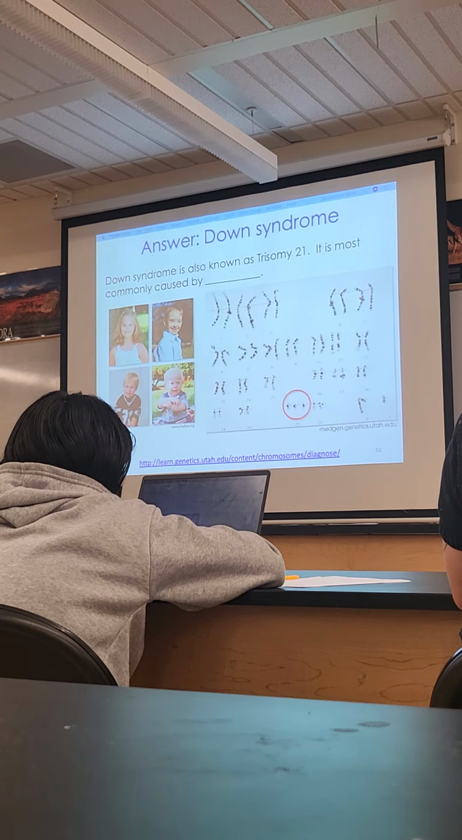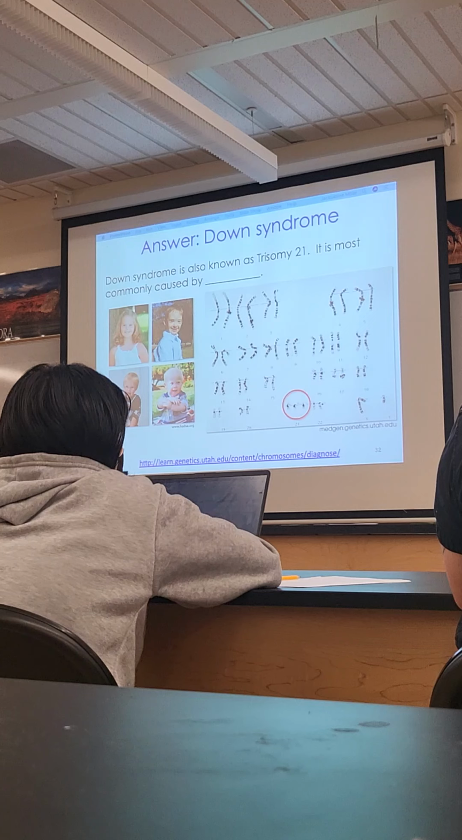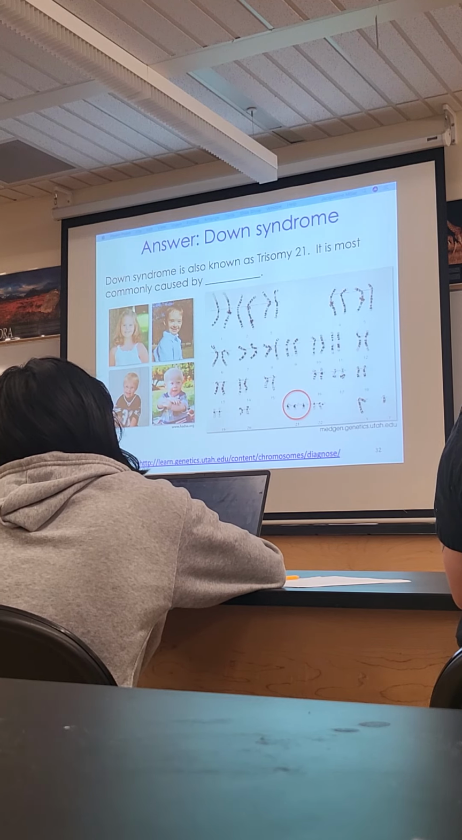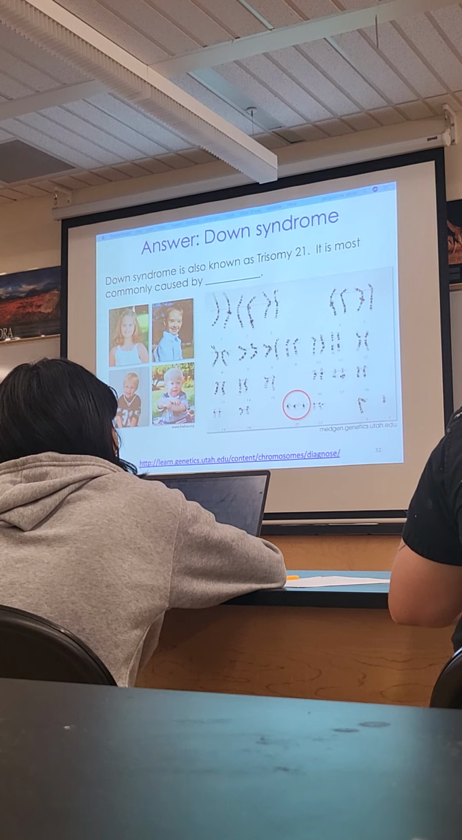So Down syndrome is most commonly caused by chromosomal non-disjunction. Usually it's coming from the side of the mother, because as we said, usually the age of the mother can increase the likelihood of having these types of non-disjunction events.